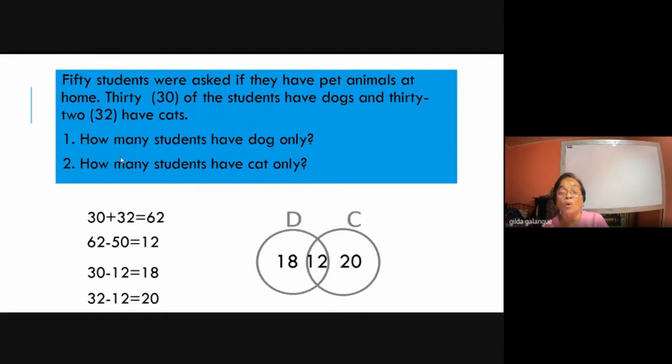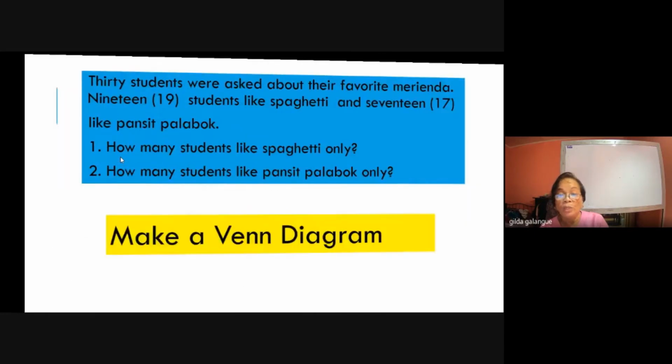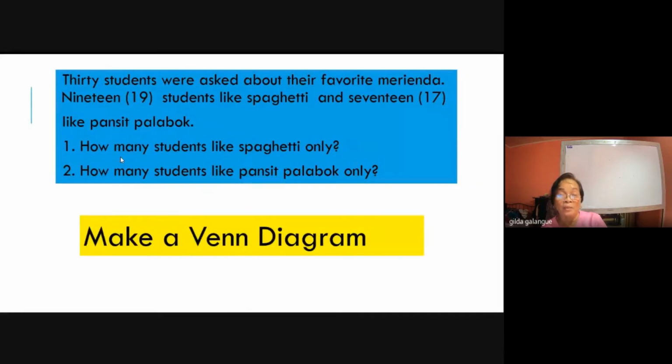Now we are going to answer the problem. How many students have dog only? The answer, class, is 18. And the next question is, how many students have cat only? The answer, class, is 20. We can proceed with another problem.